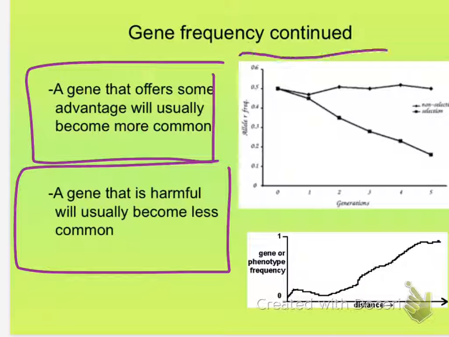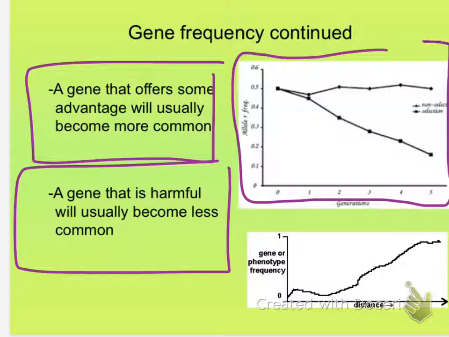So, graph on the top. If this is our starting gene frequency, and this is our ending gene frequency, would you guess that that gene confers an advantage or a disadvantage? Disadvantage, yeah. That gene over many generations has become less common in the population.